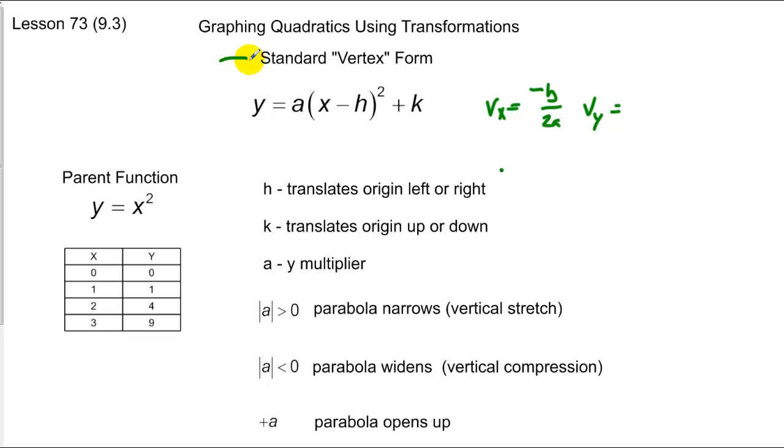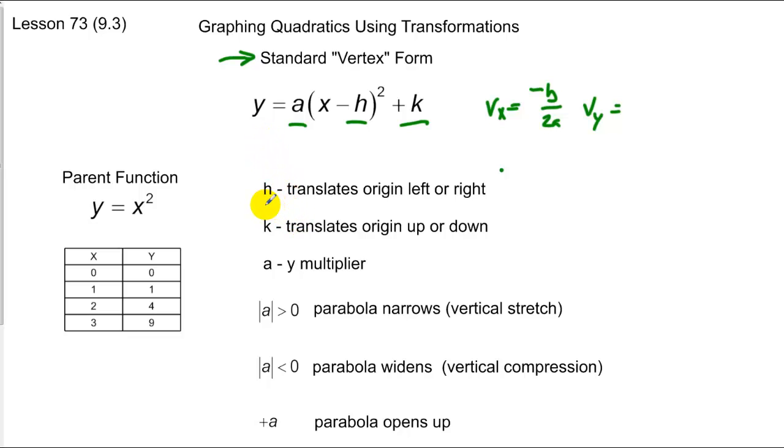what we call vertex form, or y equals a multiplied by the quantity of x minus h squared plus k. Now you'll notice that this equation looks a lot like our square root equation that we talked about 3 weeks ago. And it turns out that a, h, and k have very much the same effect on quadratics as they did on the square roots.